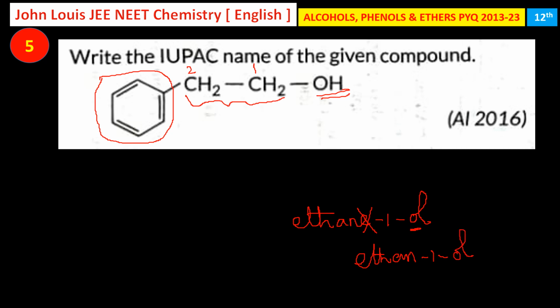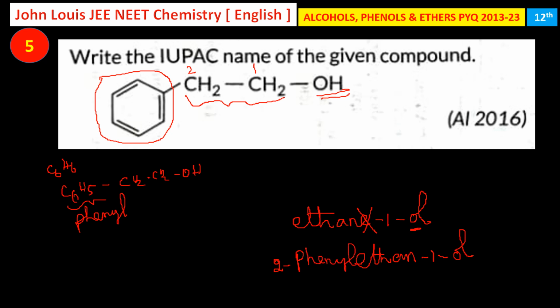And in the second carbon, there is a substituent. What is this? This is a benzene ring. Benzene ring is C6H6. Here one hydrogen is substituted along with this CH2OH group. So this is called phenyl. This C6H5 group is called phenyl, which is bonded to this ethan-1-ol in the second position. Therefore the branch should come in front: 2-phenylethan-1-ol. So this is the IUPAC name of this compound. Hope you understood and it's very clear.